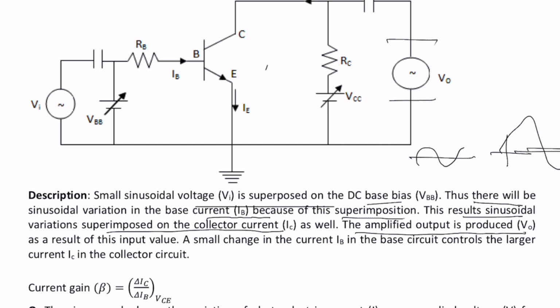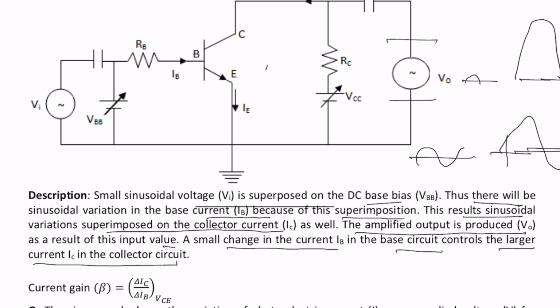As a result of this input value, a small change in current IB in the base circuit controls a larger current in the collector circuit. So if you change by a very small amount in this circuit, then what will happen? Output varies significantly. This is called amplification by transistor.